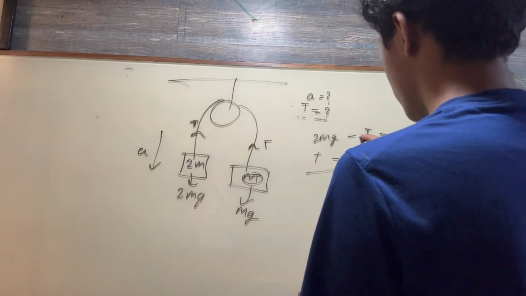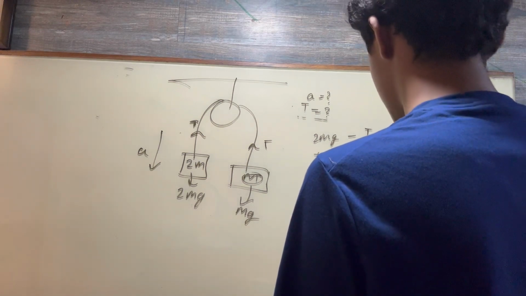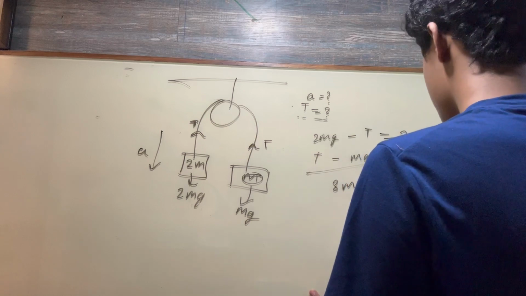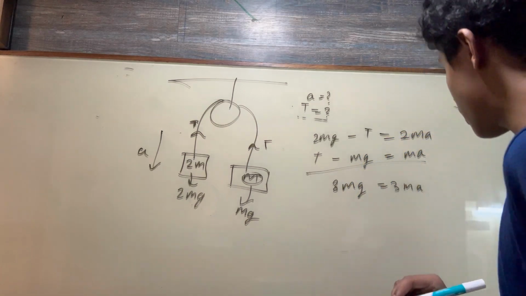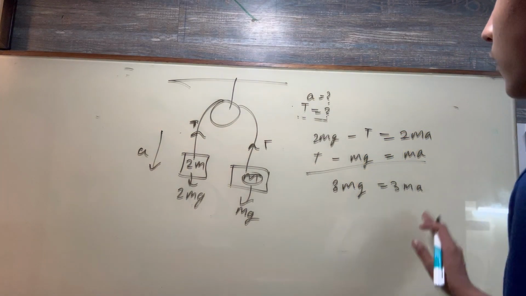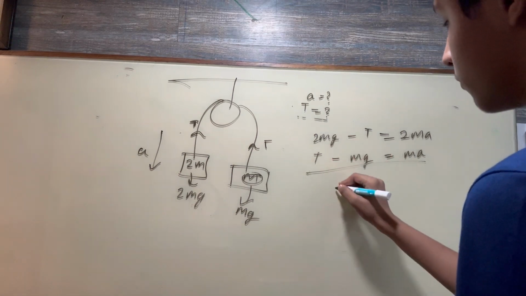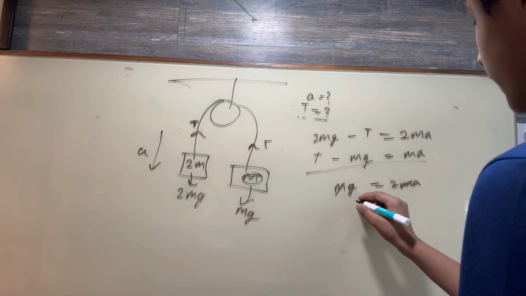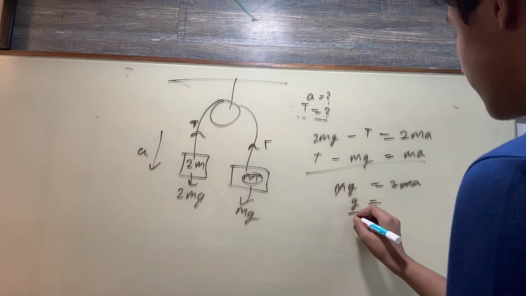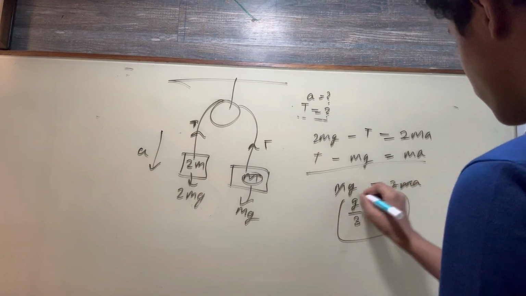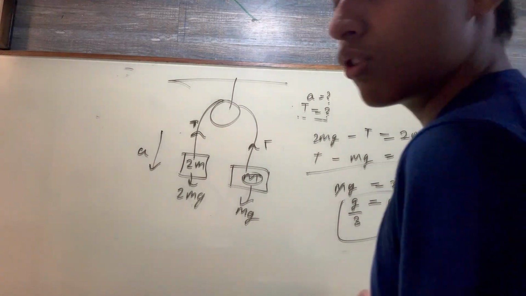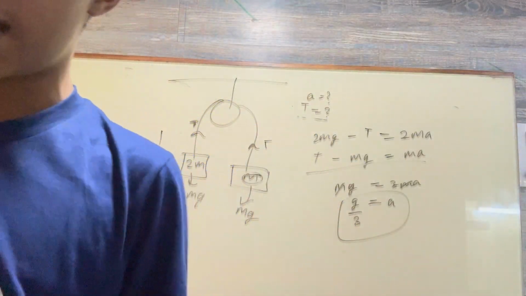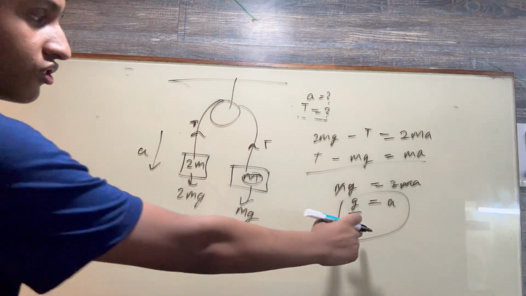So now we add both of them, tension will get cancelled, we'll get 3mg is equal to 3ma. Sorry, we will get mg is equal to 3ma. So m will get cancelled, g by 3 is equal to acceleration. So we've gotten our acceleration g by 3. So you see, even if we had 5 and 10, right, we would still get g by 3.